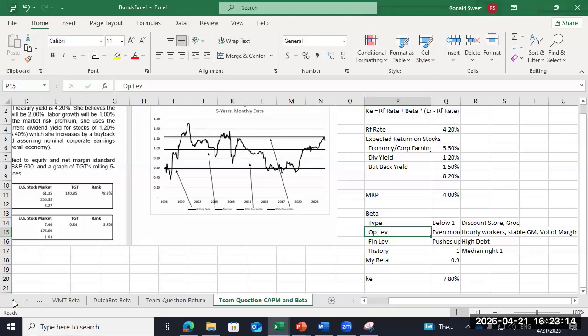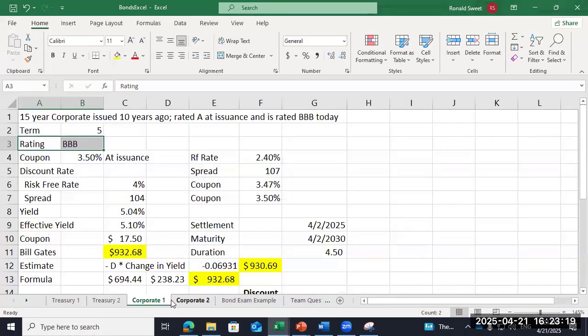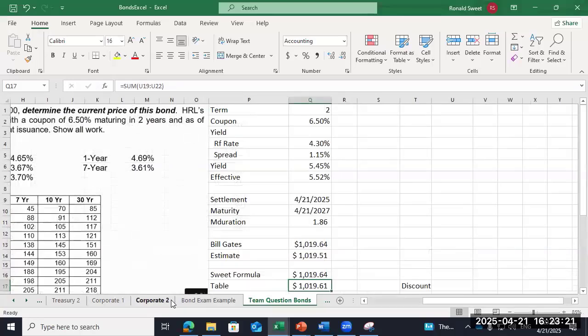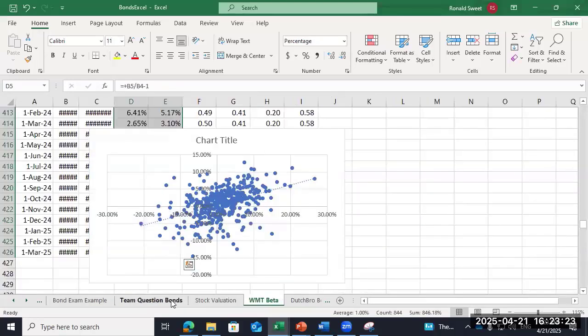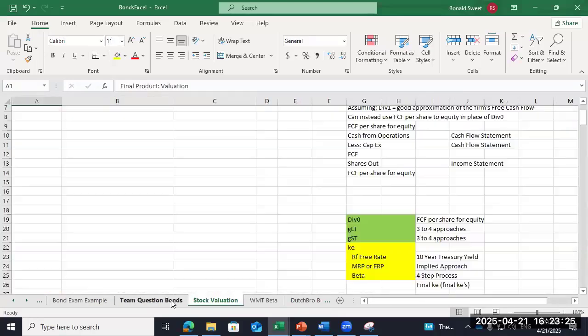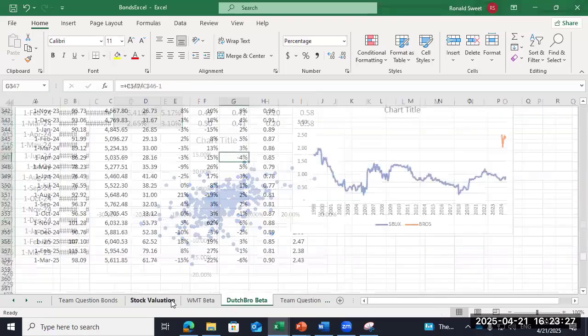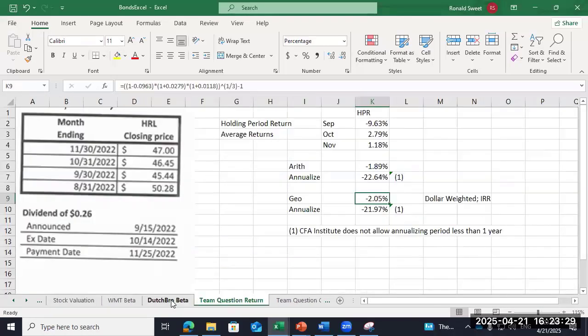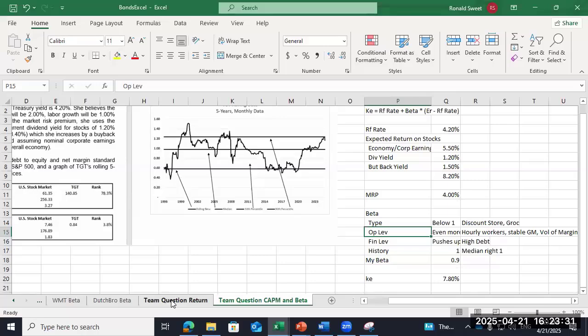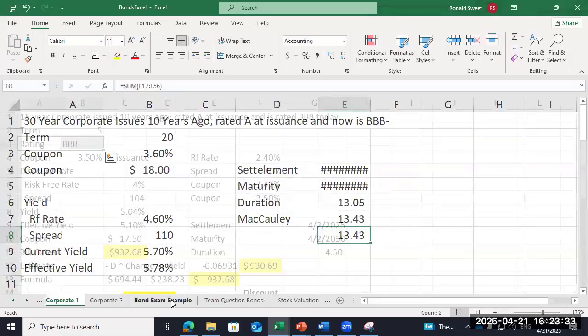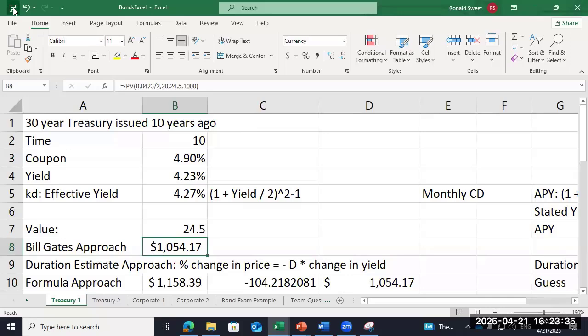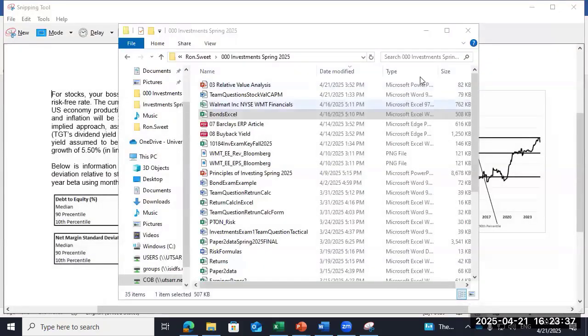I think I might put this Excel out there, but boy, it's got all kinds of stuff. It does have the stock valuation for Walmart, so I do want to get y'all that, but it's a mess, right? It's all over the place. So at least it gives you some practice. I'll try to remember to put that out there on Canvas. All right, good.